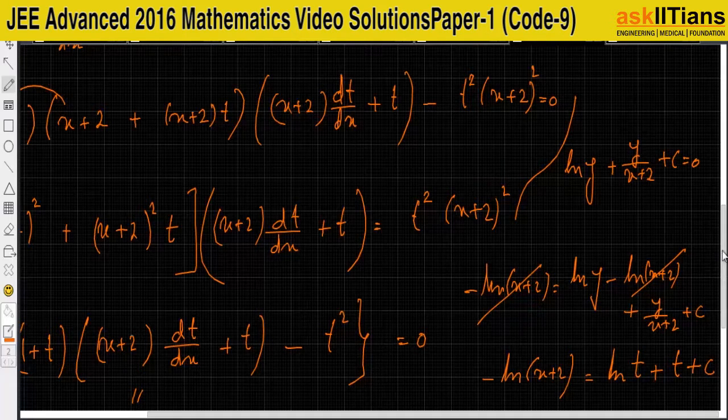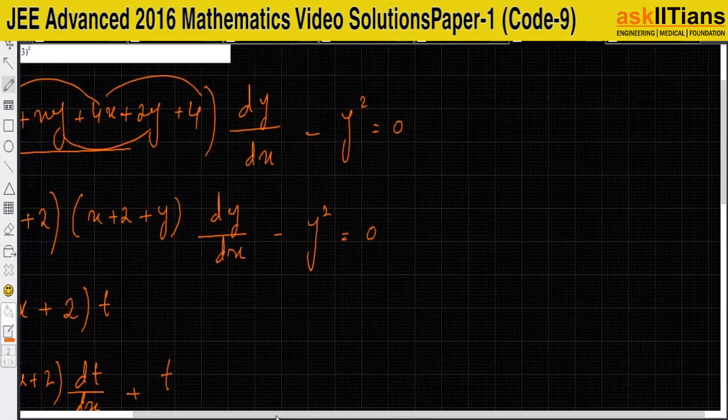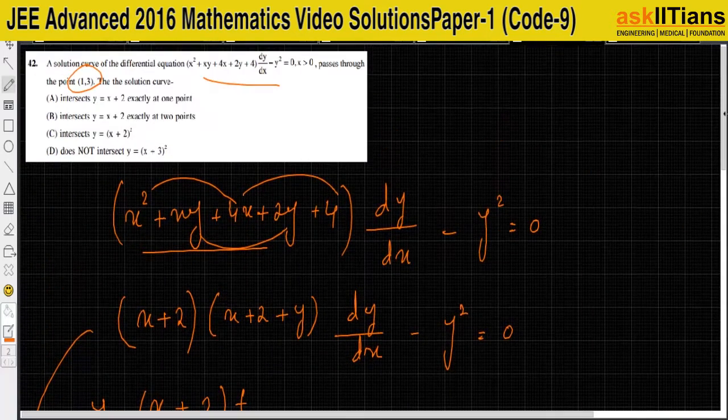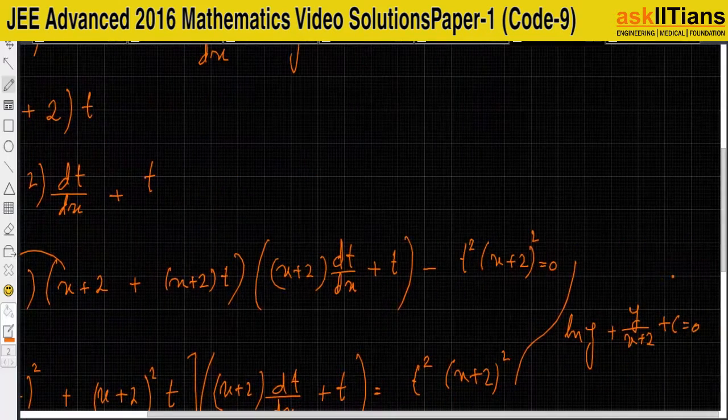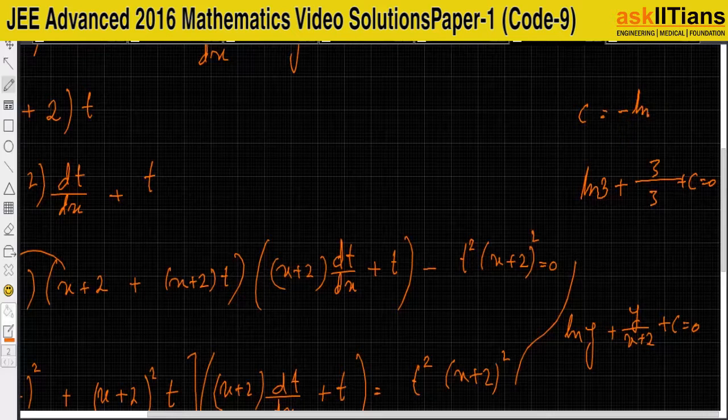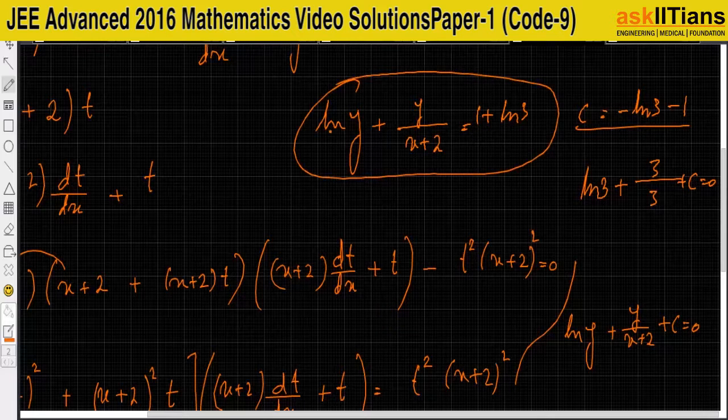and this curve is passing through a point which is given in the question, and that point is 1 comma 3. So if I make this curve pass through 1 comma 3, I'll get ln 3 plus 3 divided by 3 plus c equal to 0. So from here the value of c will come out to be minus ln 3 minus 1. So actually what will be the curve? Your curve will be ln y plus y divided by x plus 2, and this is equal to 1 plus ln 3. This will be the curve. Now we can solve all the questions which are asked in the options.